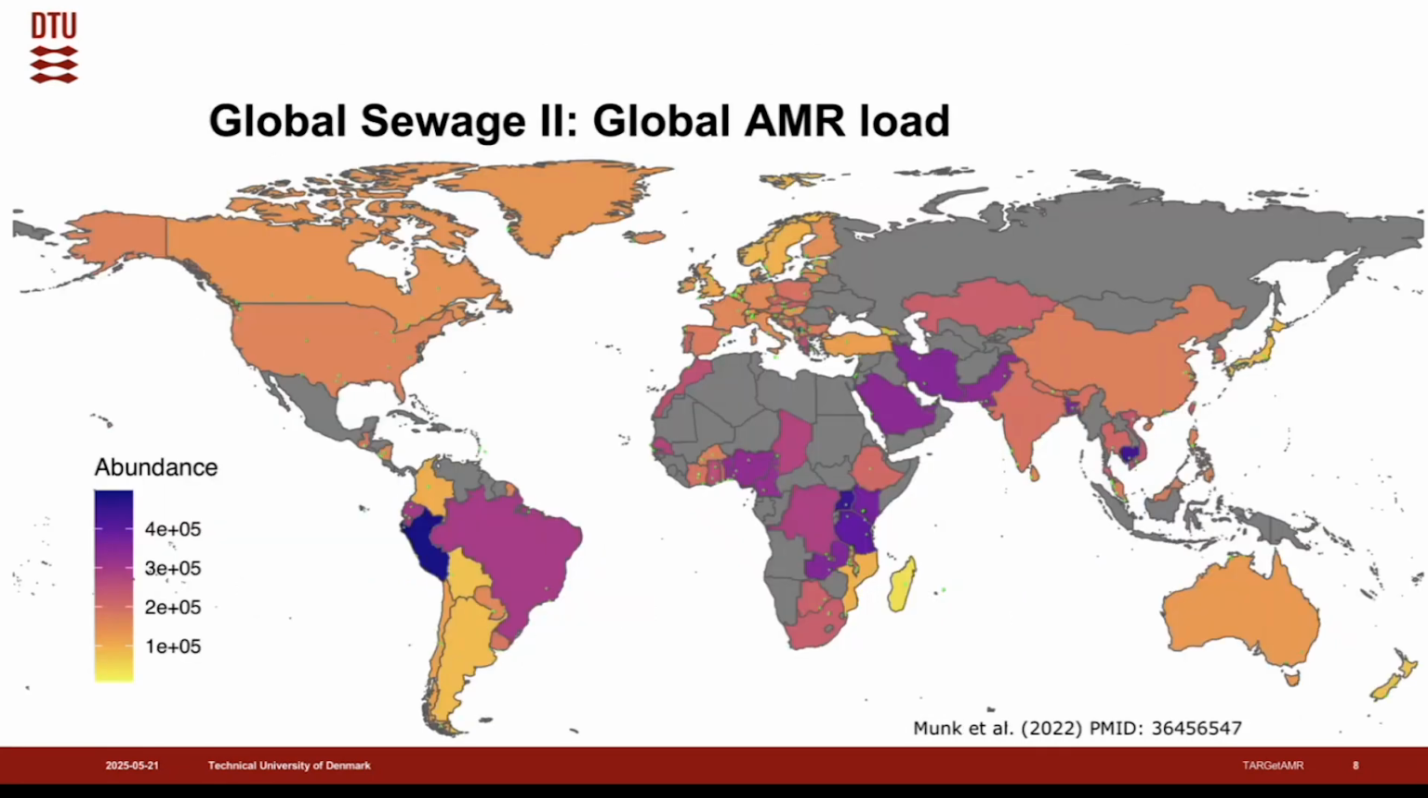That was again confirmed in the second global sewage study, where here I'm showing the abundance of all resistant genes found in the different sewage samples. The darker the color, the higher the abundance. And again, it's quite clear, according to this map, that there are different loads of antimicrobial resistant genes. We can see in Africa and in Asia and also South America that there's a much darker color than the rest of the world.